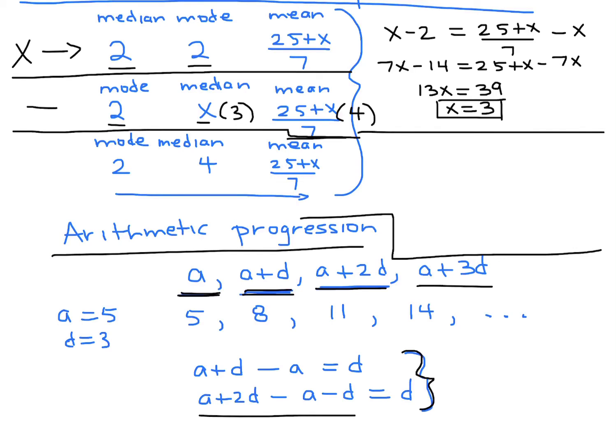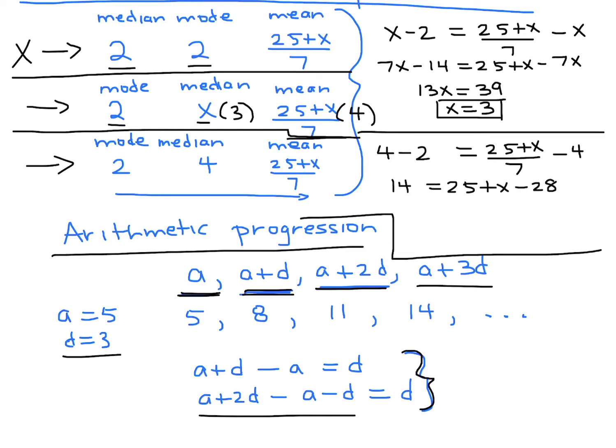Now let's work with the next one. We did that. Let's work on this one. Same story. 4 minus 2 is going to give me the difference, d. And then 25 plus x over 7 minus 4. Multiply through by 7. This is going to be 2. So 2 times 7 is 14. Is 25 plus x minus 28. And looks like we've got minus 3, so 17 is x. And that is our other value.